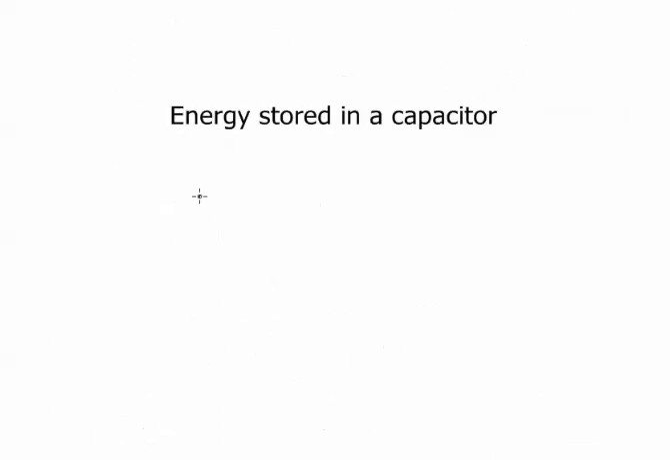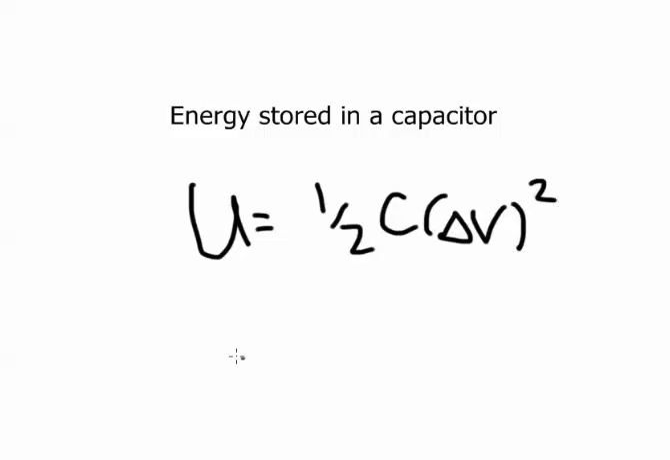So in this lesson we learned about the energy stored in a capacitor. We also learned about two formulas for calculating the energy stored in a capacitor. We have U equals 1/2 C delta V squared, and the other formula that is equivalent to it is 1/2 Q squared over C.